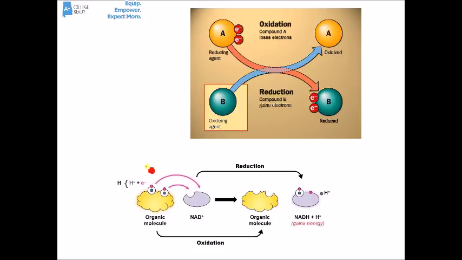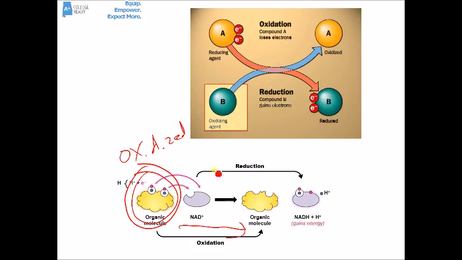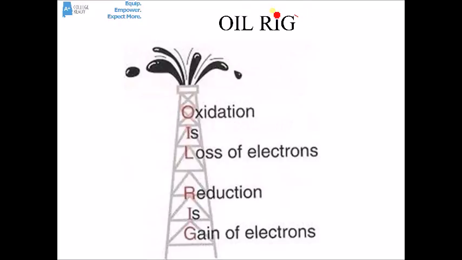So here we see an organic molecule, think of this as glucose, getting oxidized, going from left to right. Those electrons are then added to NAD plus to make NADH. So as the organic molecule is being oxidized, the electron carrier is being reduced. A lot of times we'll use the acronym OIL RIG to help us remember how oxidation reduction reactions work. OIL RIG stands for oxidation is the loss of electrons, while reduction is the gain of electrons. So remember OIL RIG, and that'll help you understand oxidation and reduction.